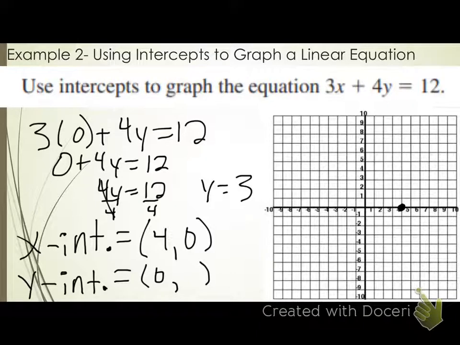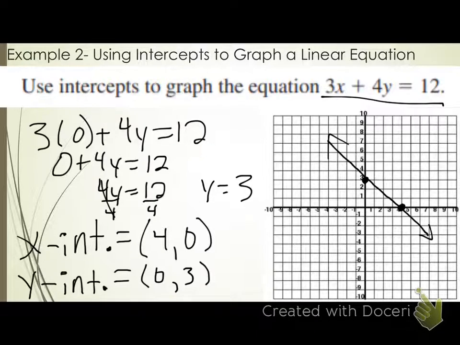So y equals 3. I know my y-intercept is 0, 3. I substituted 0 in for x, so I know x equals 0. I got y equals 3, so 3 is my y value. So my next ordered pair that I can graph is 0, 3. Those are the only 2 points I need to make my line. So I just draw my line through my 2 points, and I have now graphed this linear equation.